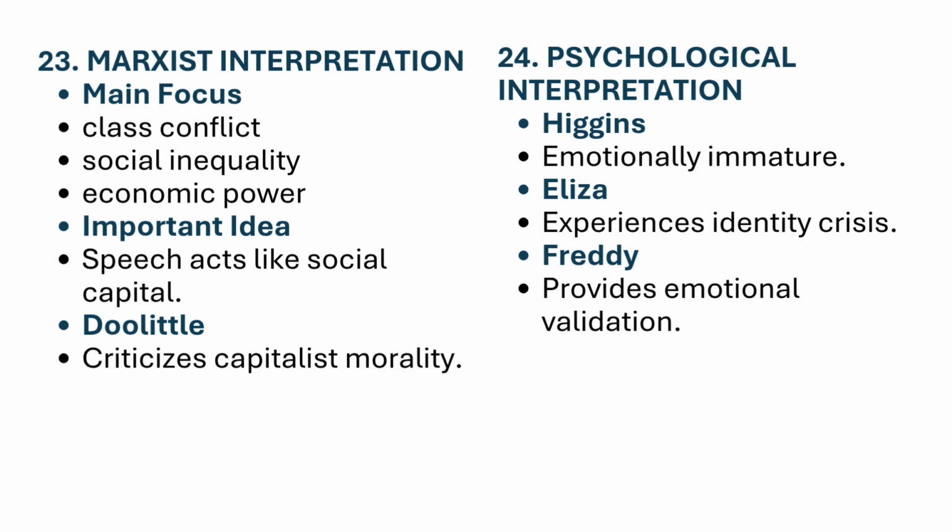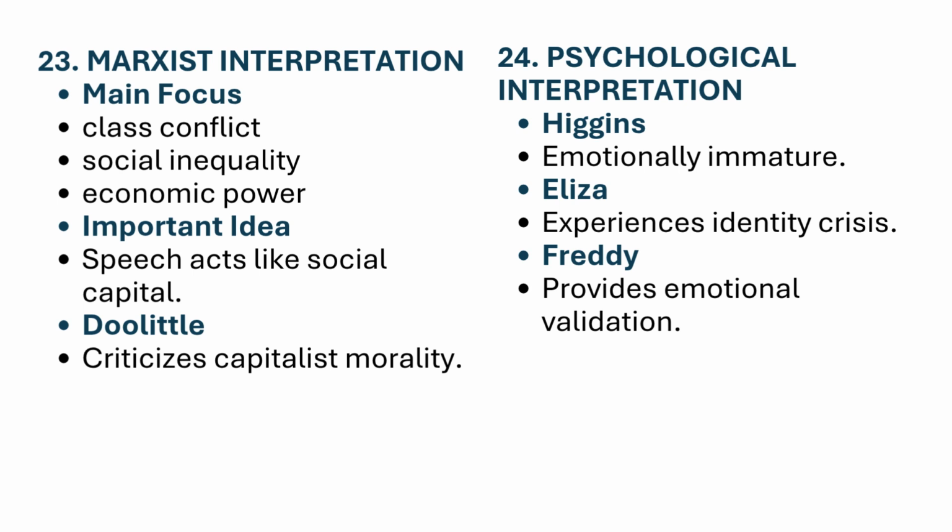From a psychological perspective, one of the most fascinating characters is Professor Higgins. Although Higgins is intellectually brilliant, he is emotionally immature. He behaves like a child in many situations. He is impatient, self-centered, and often unaware of the emotional consequences of his actions. He understands sounds and language, but he struggles to understand feelings and relationships.